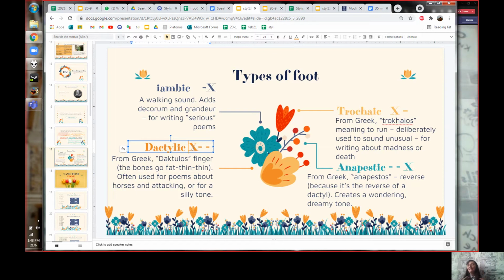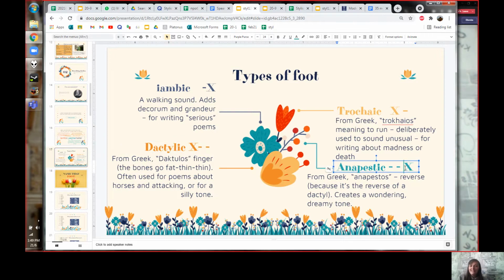So a famous poem in dactylic meter is "Half a league, half a league, half a league onward, into the valley of Death rode the six hundred." It's about some soldiers who died terribly. So this one, it's got three syllables instead of two, so it changes the mood a little bit.